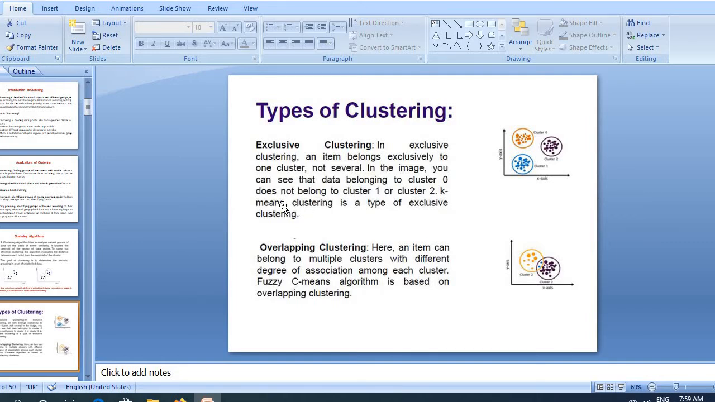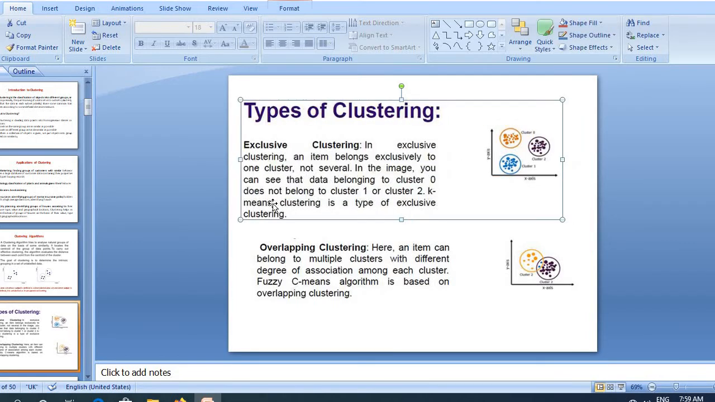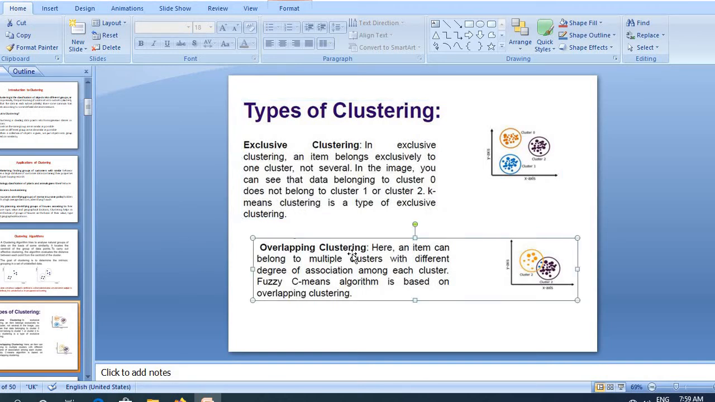See where the cursor is moving? K-means clustering is a type of exclusive clustering. Now, what is overlapping clustering? Overlapping clustering is the one in which a data point can be a member of more than one cluster.